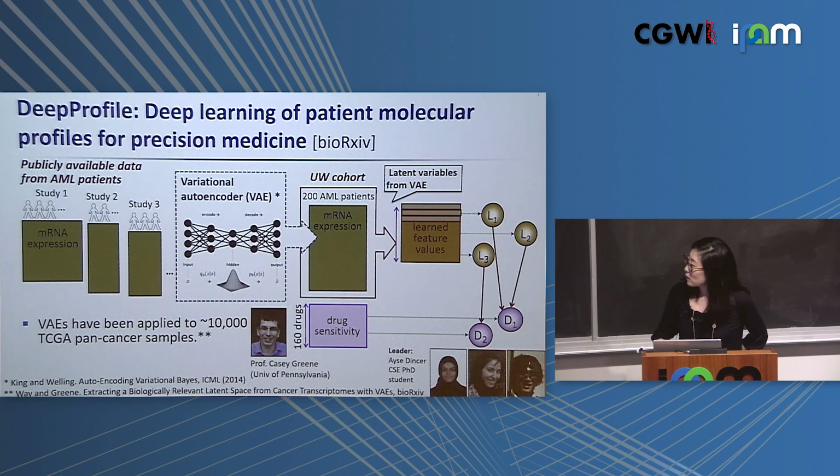Again, this has been done before. We are not the first people who did it. Casey here applied the VAE to 10,000 TCGA pan-cancer data. In this case, the phenotype is not drug sensitivity. It's other important cancer phenotypes.